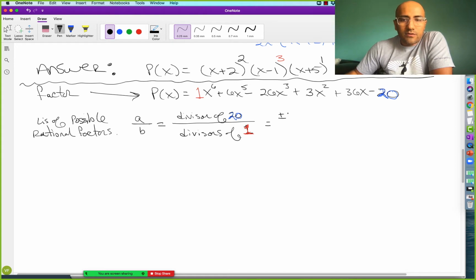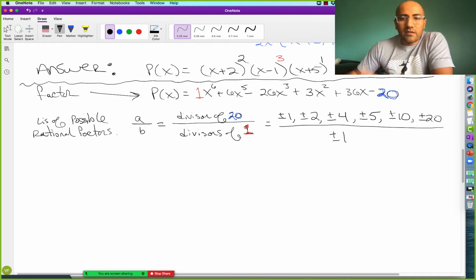So plus or minus 1 divides 20, plus or minus 2 divides 20, plus or minus 3 does not divide 20, 4 does, plus or minus 5, 6 does not divide it, 7, 8, 9, 10, plus or minus 10, plus or minus 20. 20 goes into 20. Luckily, in this case, there's only one case for divisors of 1. It's just plus or minus 1. And then 1 dividing into all of these is just going to be 1. So in this case, we're going to have a bunch of whole numbers, no fractions at all. So that's good.